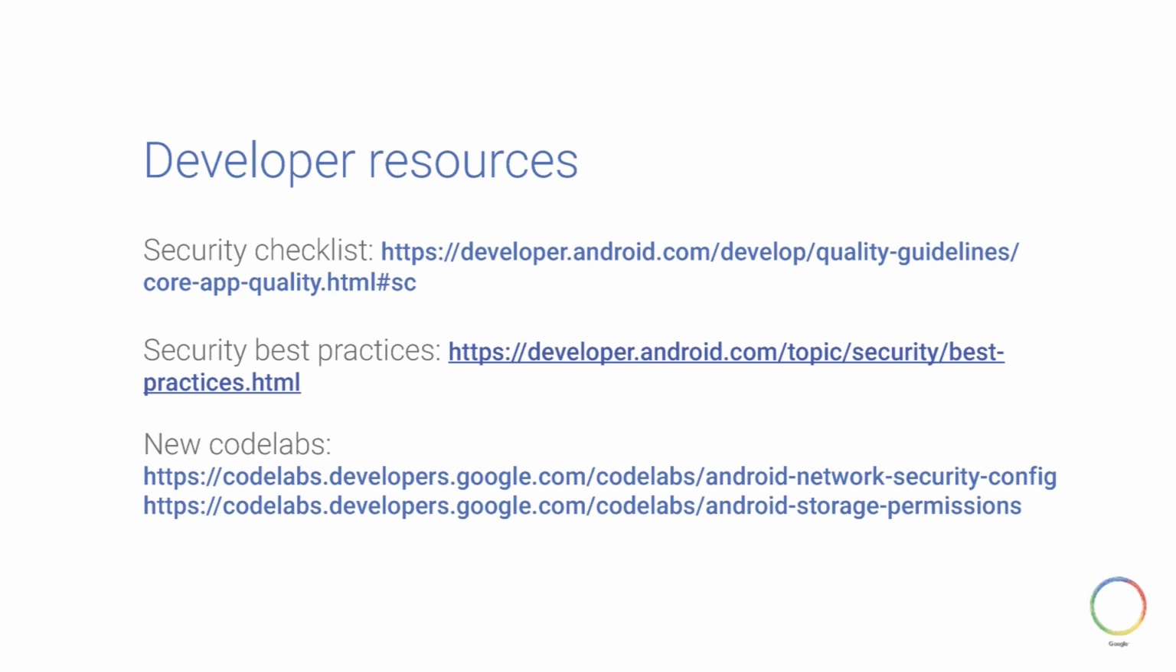So to get everyone started here, because you're all developers, definitely check out the security checklist and the security best practices. This is a great way for you to get started, to think about security, and make sure you're following all of our best practices and our guidance around all of our APIs. And at Google I/O, we also released 2 new code labs, one around the network security configuration and one around storage and permissions, where you can try out some of the security features and you can see how an application behaves differently under different conditions. So definitely check these out as well.